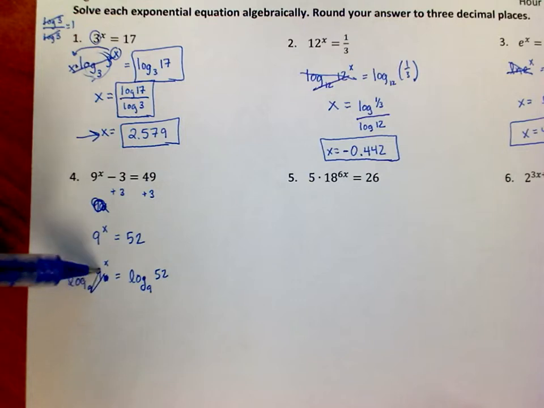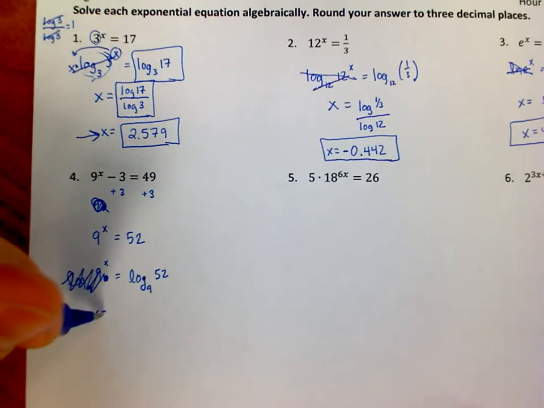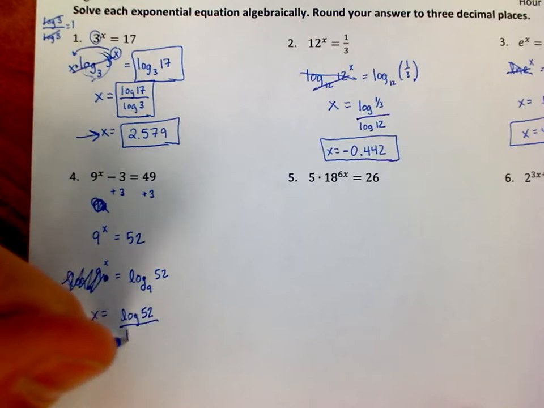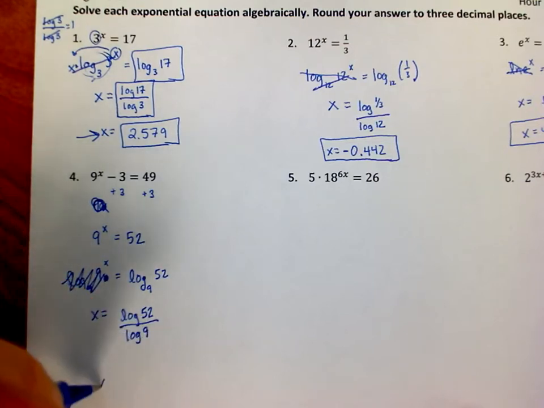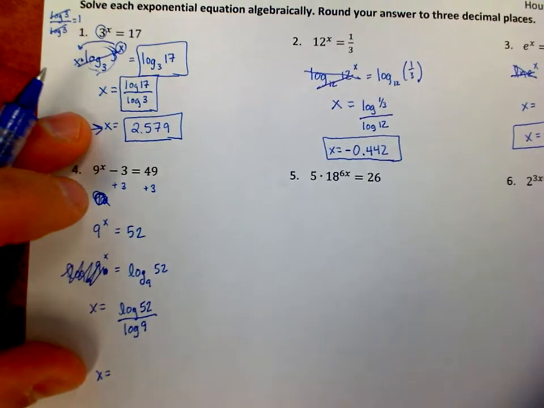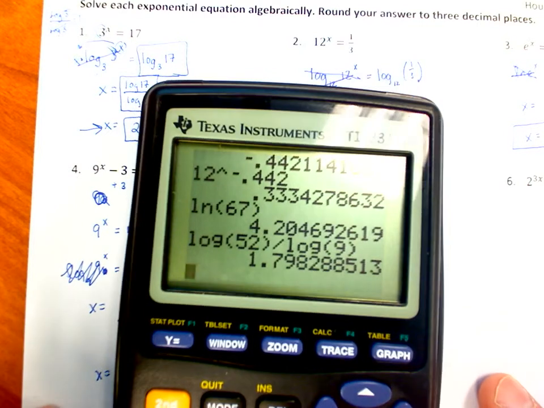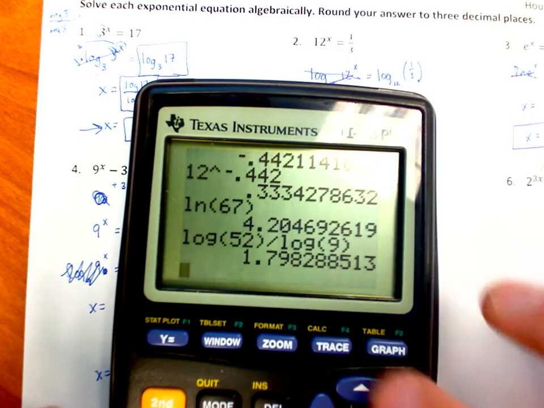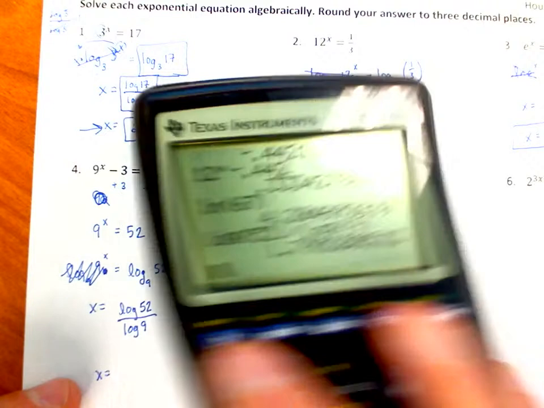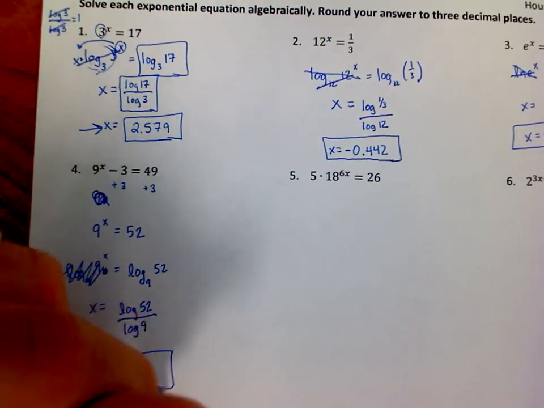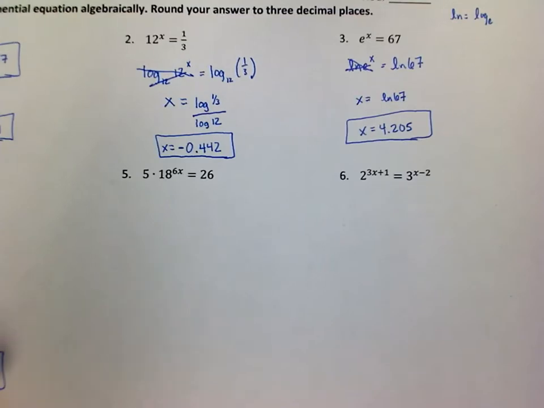Log base 9 of 9 goes away, and I'm left with just x. And x is equal to the log of 52 divided by the log of 9 using the change of base formula. So on my calculator, I'm going to do log of 52 in parentheses divided by log of 9 in parentheses. It's 1.7982, which means I can keep it as 1.798. 1.798 is our answer.